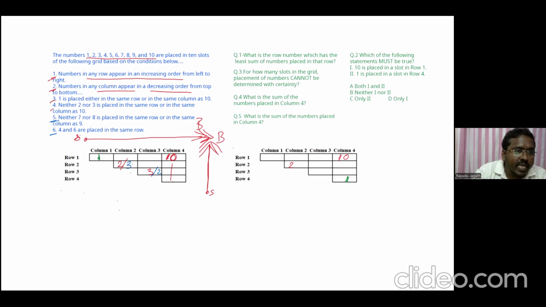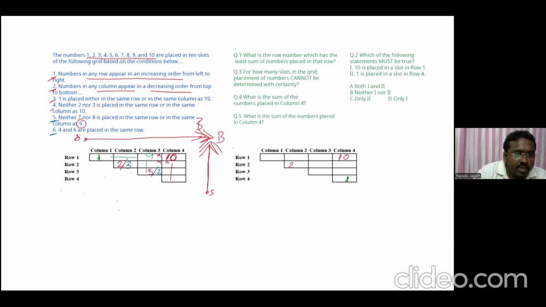Here we try with 9 first. 9 should be very near to the number 10. Then only it is possible. So 9 has three possibilities, here or here or here. And the fifth condition is saying neither 7 nor 8 is placed in the same row or in the same column. So same row. If first we are considering 9 is located here, another condition: this and this, 7 and 8 cannot be occupied. So 7 and 8 can be occupied anywhere.